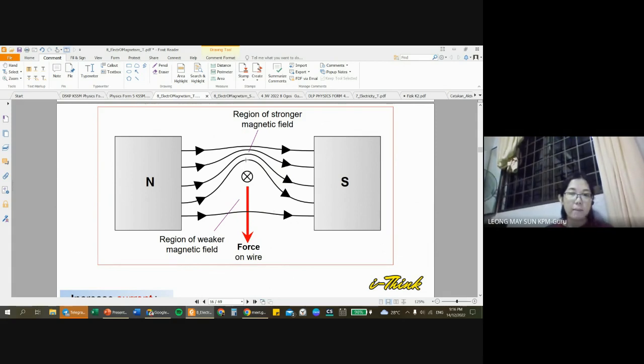So the magnetic force will force the wire to move from a stronger region to a weaker region. That's why the wire will move downwards. All right. So if you use Fleming's left hand rule to determine this, magnetic field pointing towards the south. The current is pointing into the paper or the screen, then you will see that your thumb is pointing downwards to represent the direction of the force. So that is further clarifying that the magnetic force is causing the wire to move downwards.